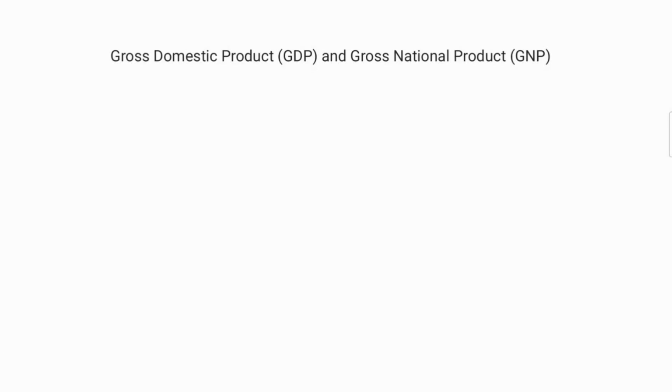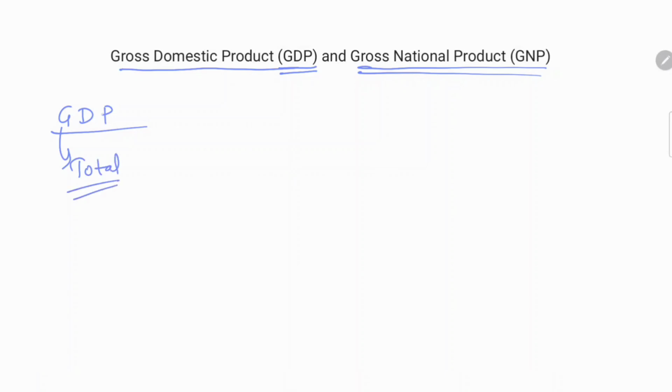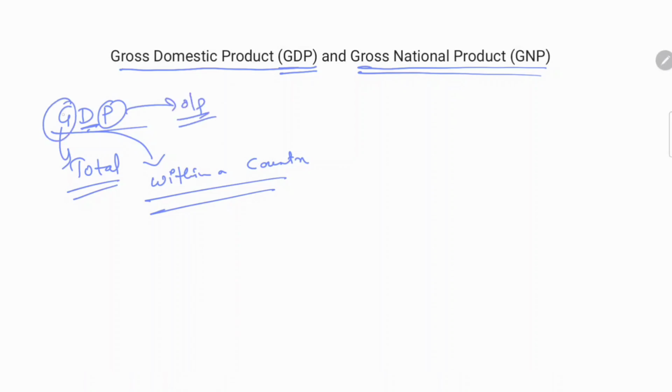Hello everyone. Today let's learn some of the key concepts of economy that are gross domestic product, GDP, and gross national product, that is GNP. So now let's understand the meaning of gross domestic product. The word gross indicates it is the total, and domestic indicates it is within a country. Within a country, that means within India. And it is the product. Finally, what is the output or product that we get? That is the product. So it is the gross domestic product.